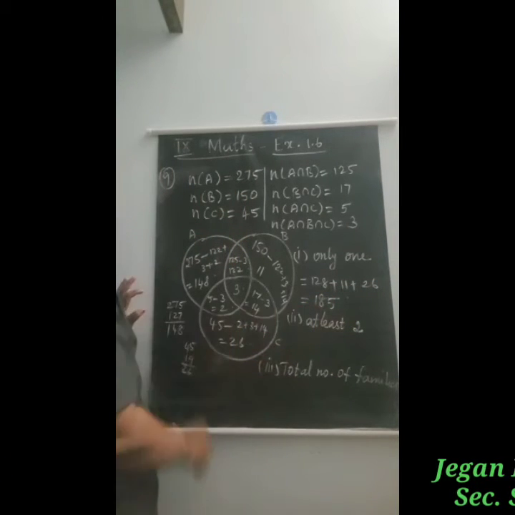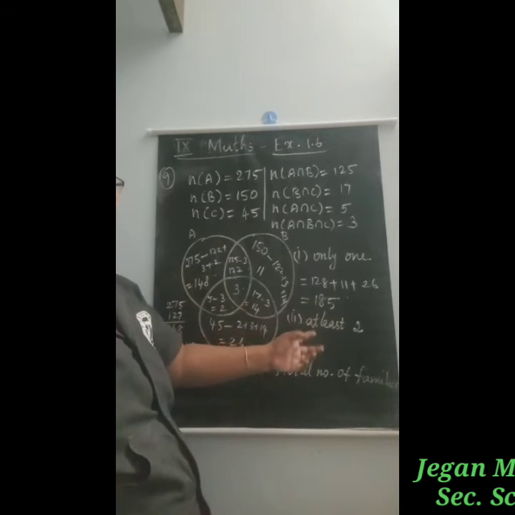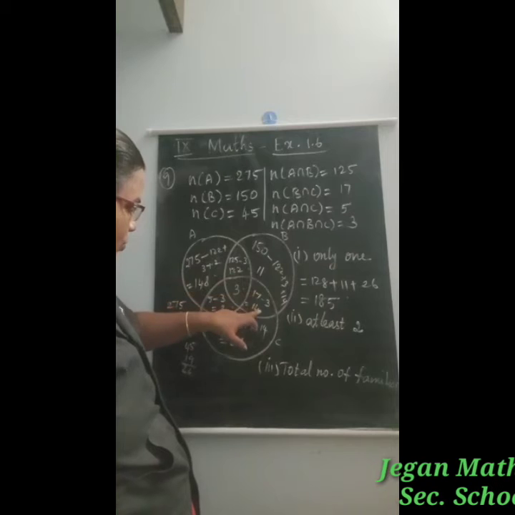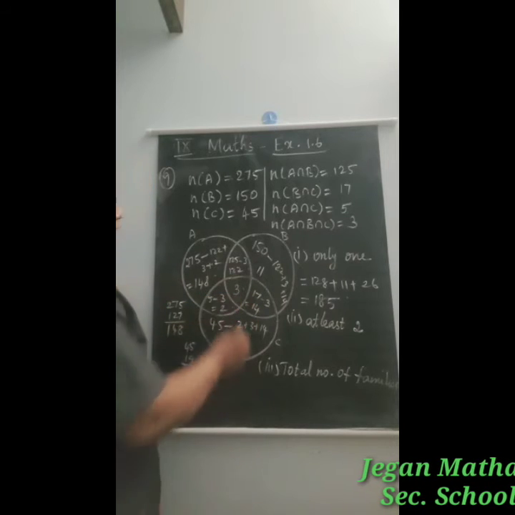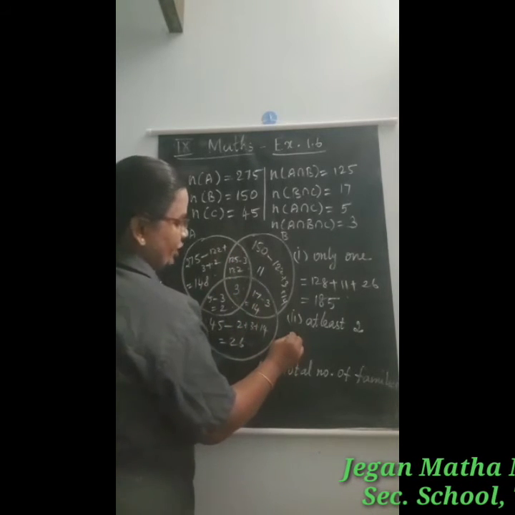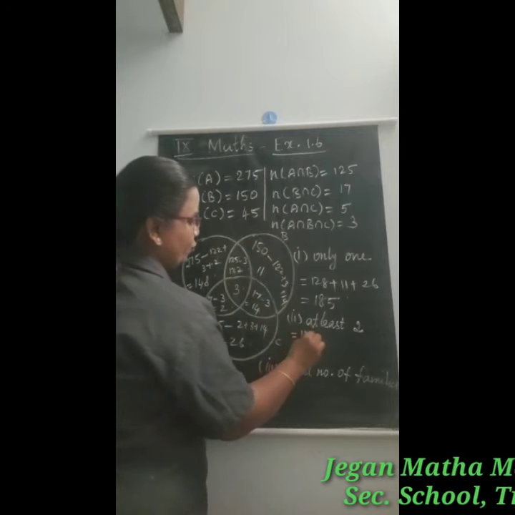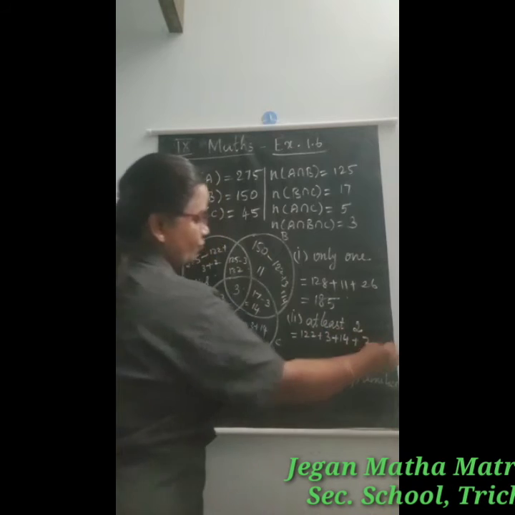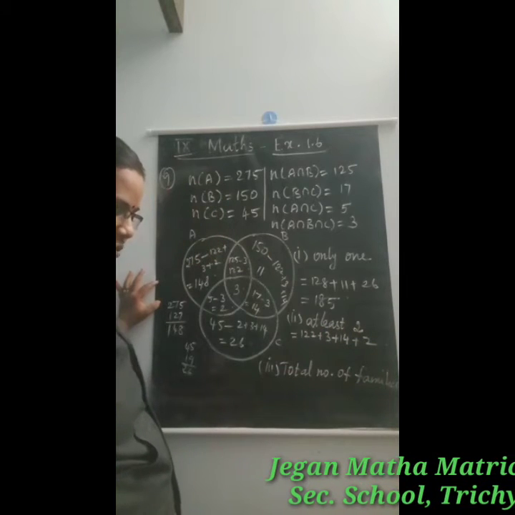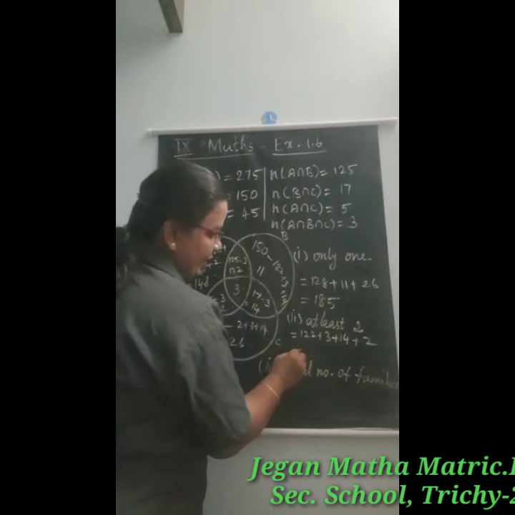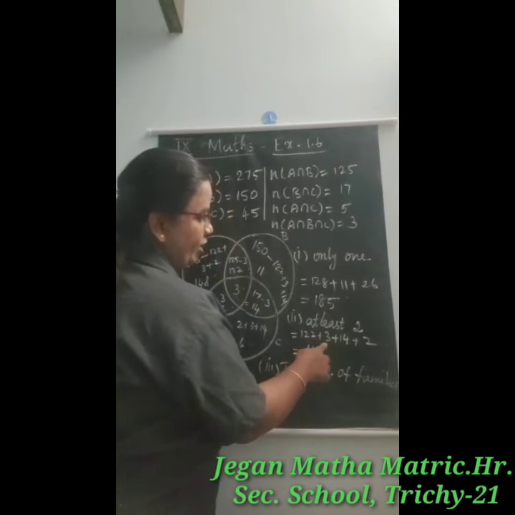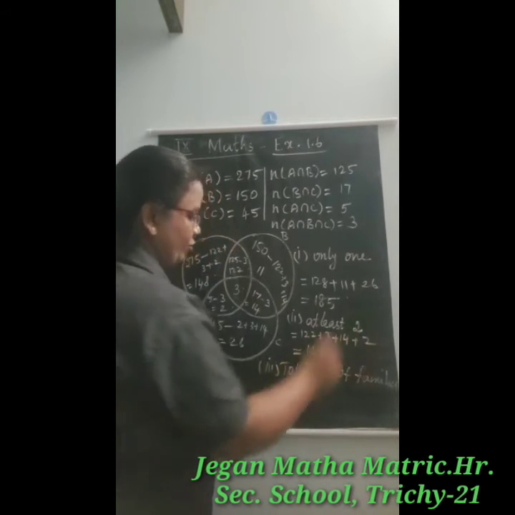At least 2 newspapers. That means at least means 2 or more. So you have to take this one, this one, this one and this also, the 3 intersection part also. So we have to add this 122 plus 3 plus 14 plus 2. That is, we have to add all these 4. We will get 141.